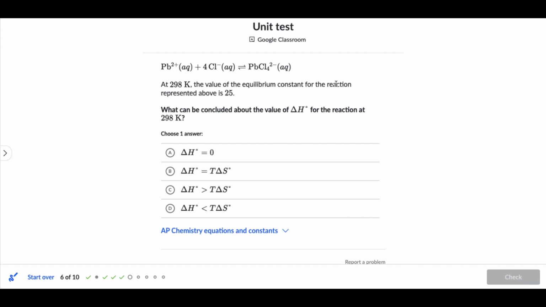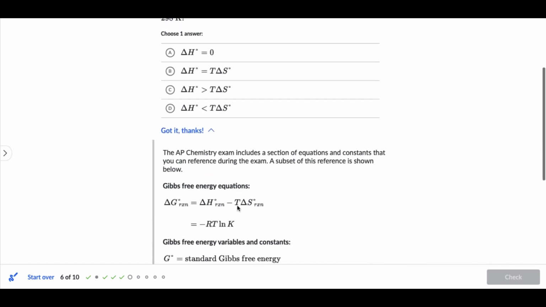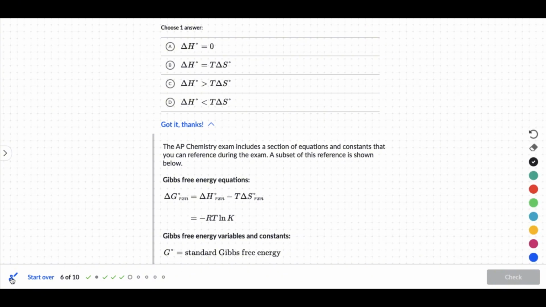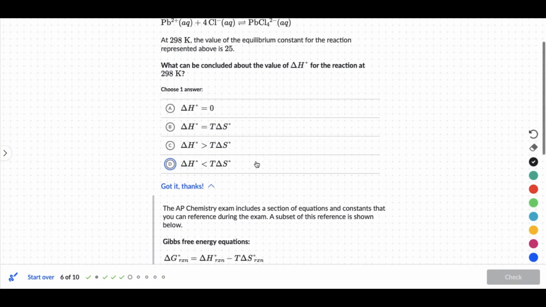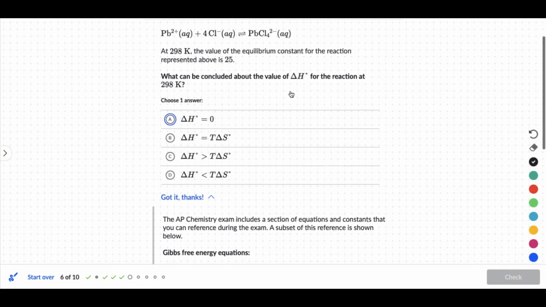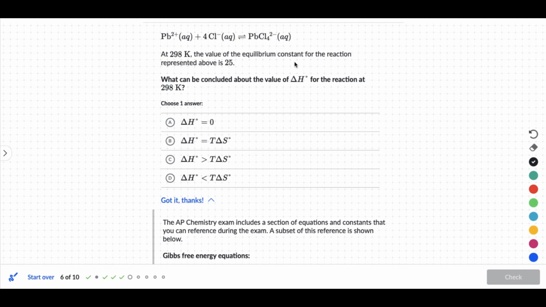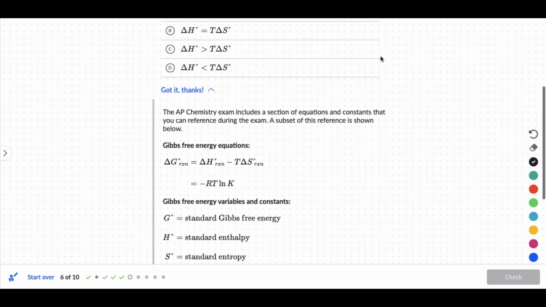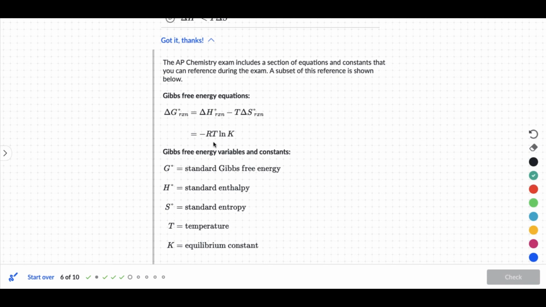What can be concluded about the value of delta H for the reaction at this temperature? So let's take a look at the equation here. So the value of the equilibrium constant for the reaction resembles this. K at equilibrium is 25. Therefore, the natural log would be larger than 0. It would be positive, right? So this would be positive.